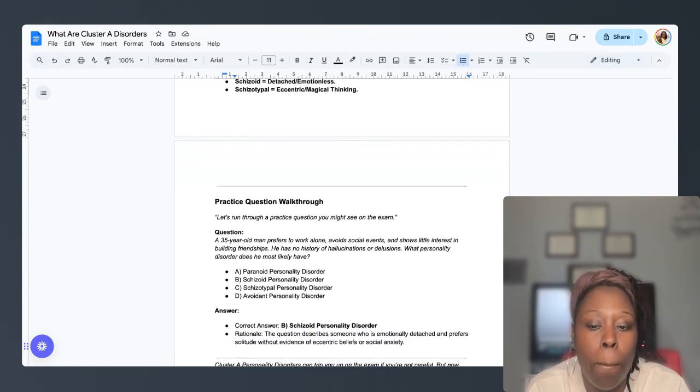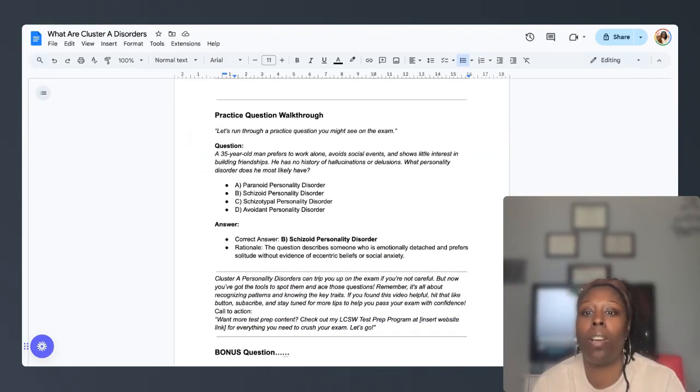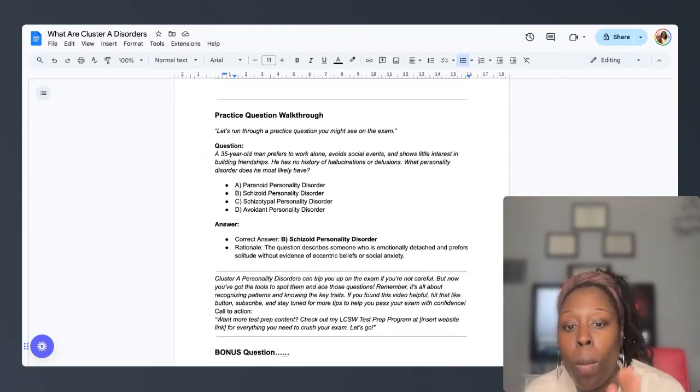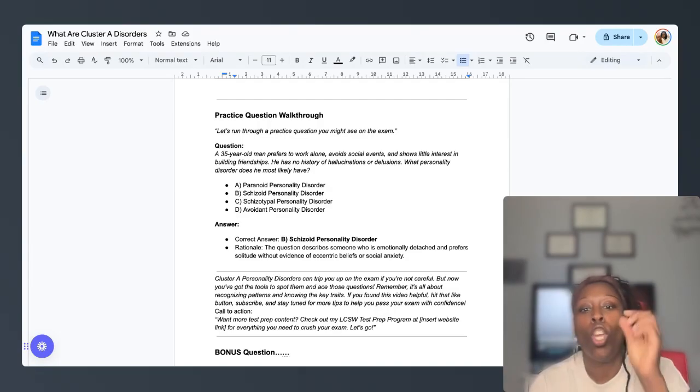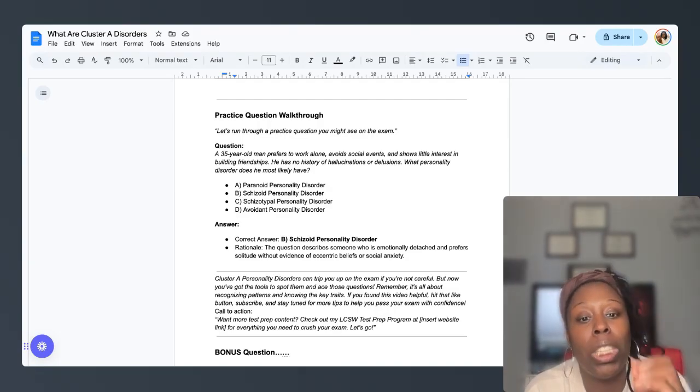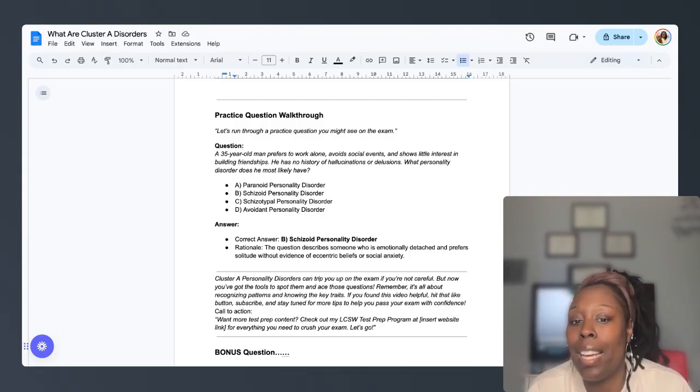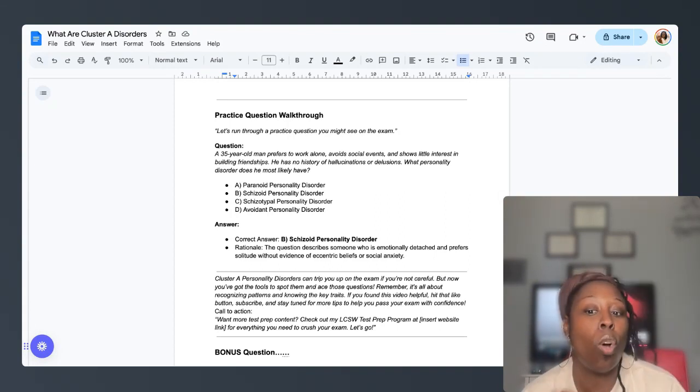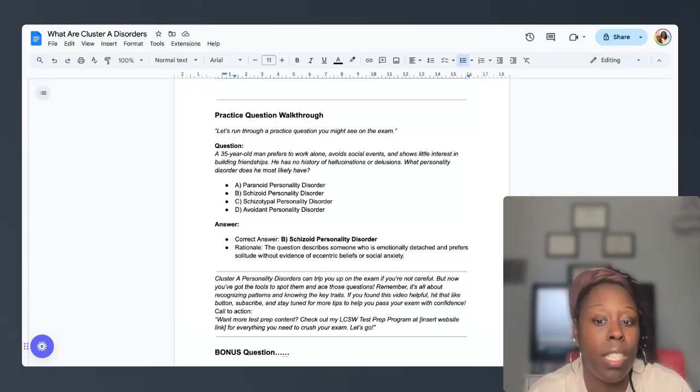So let's go on. Bam. There we go. Guys, you're smart as hell. Correct answer is B, schizoid personality disorder. The rationale: the question describes someone who is emotionally detached and prefers solitude without evidence of any eccentric beliefs or social anxiety. So guys, remember, cluster A personality disorders can trip you up on the exam if you're not careful. But now you've got the tools to spot them and you can ace these questions anywhere, anyhow. Remember, it's all about recognizing patterns in how they have key traits and characteristics of each.